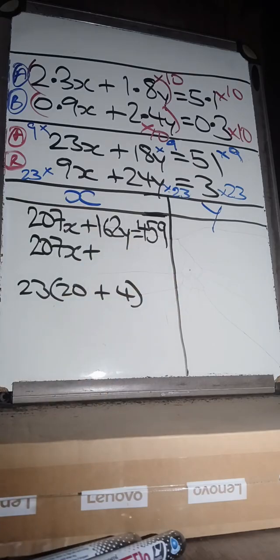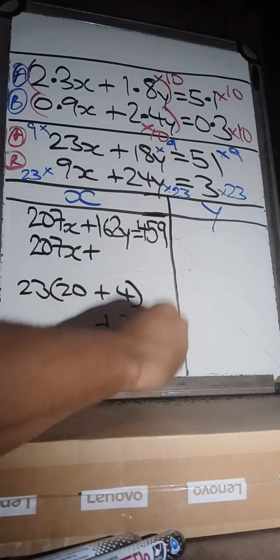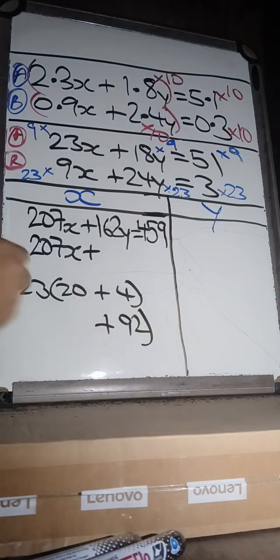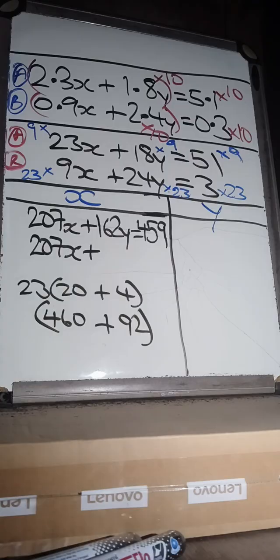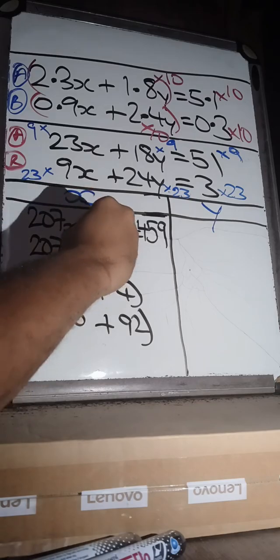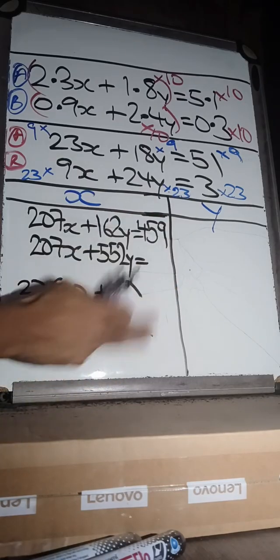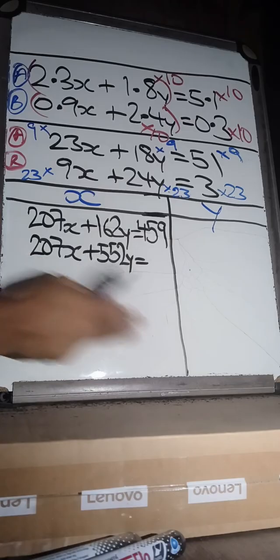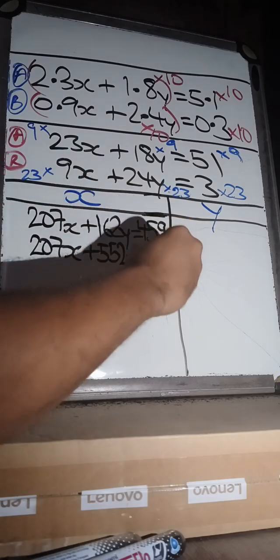Alright, 23 times 4, that's looking a lot like 46 plus 46, which is 92. So this part is 92. 46 with a 0 at the end. Now this is looking like 552. So this is going to be 552y. And then now we have 23 times 3, which is 69.